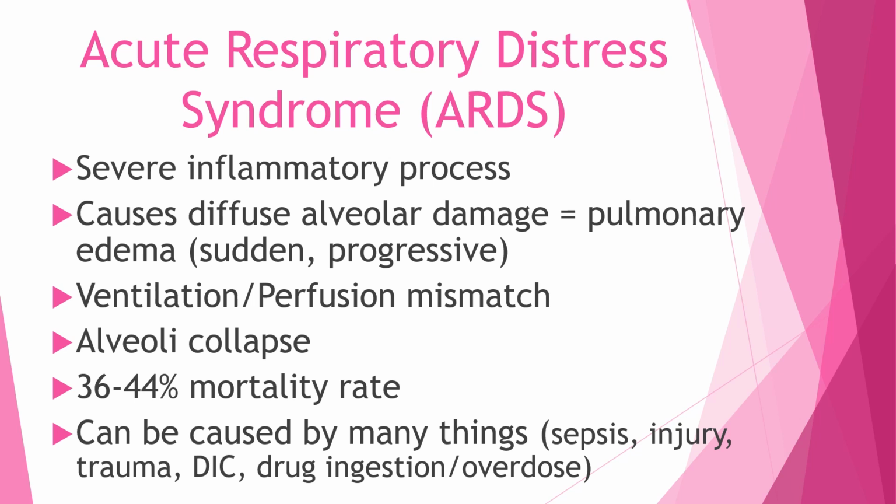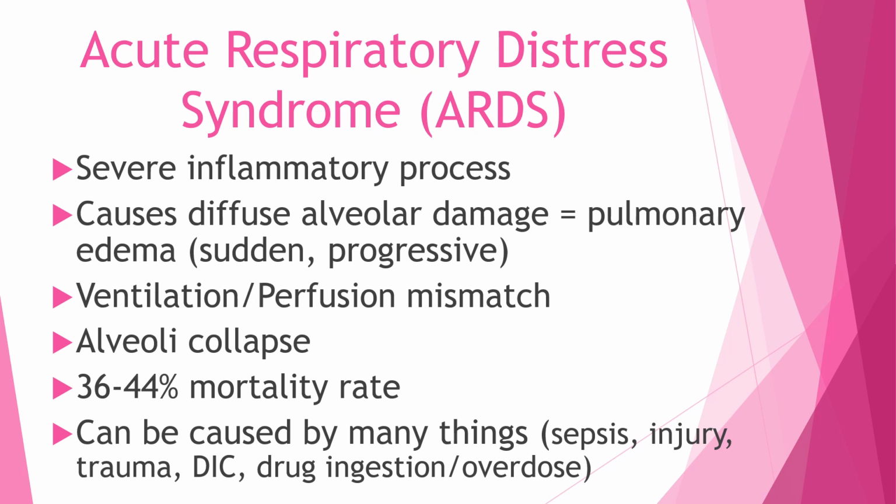We get diffuse alveolar damage equals sudden progressive pulmonary edema. You get a ventilation perfusion mismatch. I want you to look in your books on page 500, there's a diagram, 27.3. It helps to really understand ventilation perfusion mismatch a little bit. I think it's a good visual representation of that. So take a peek at that.